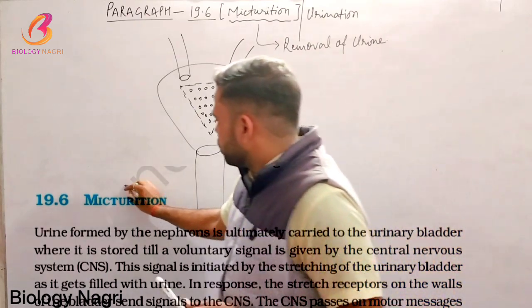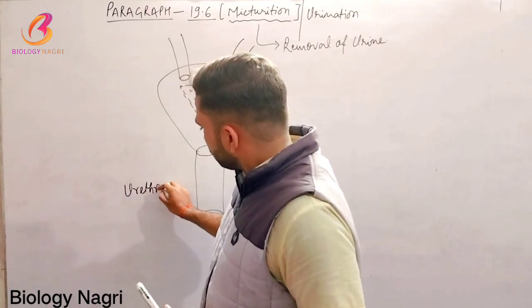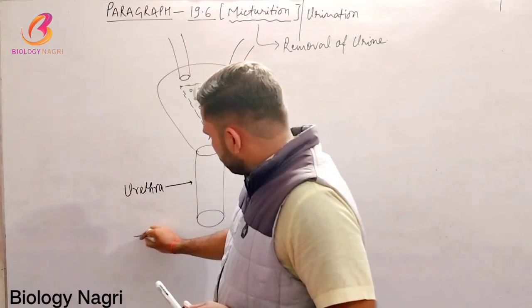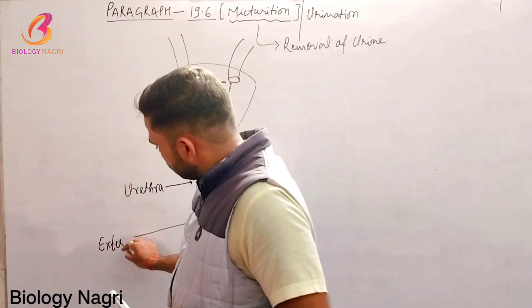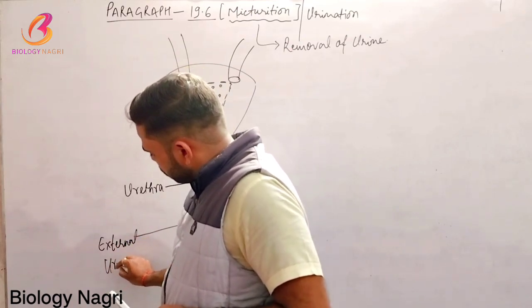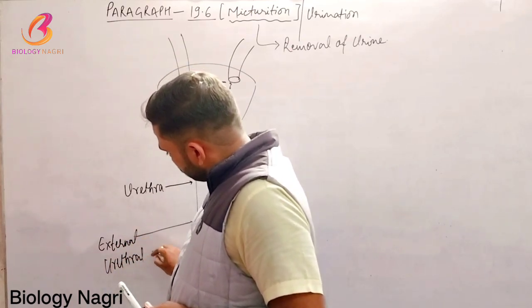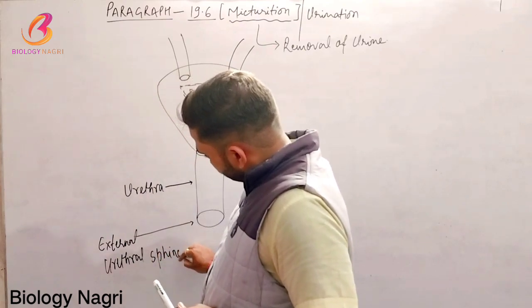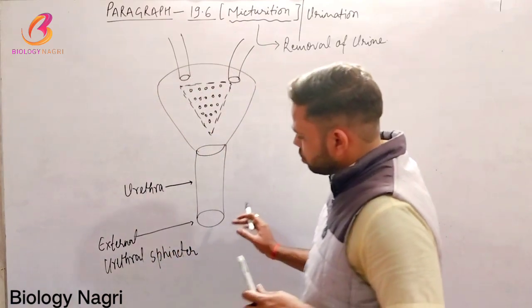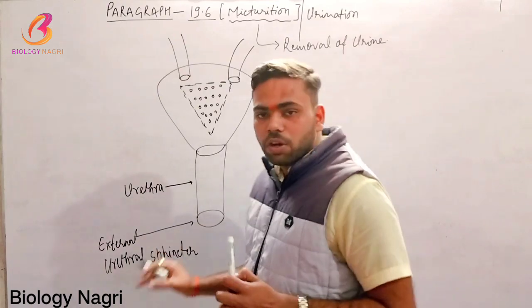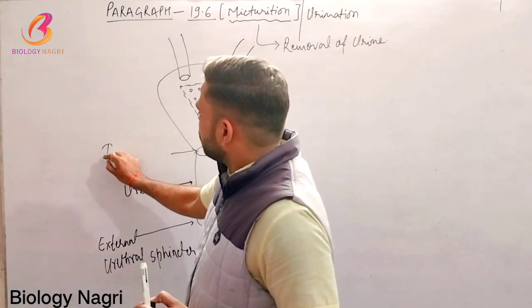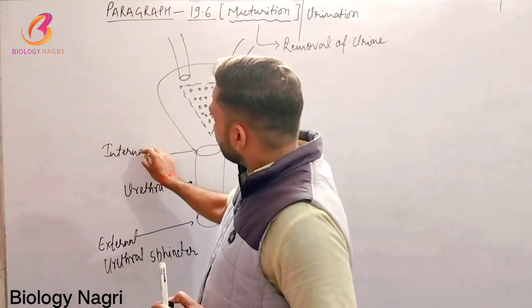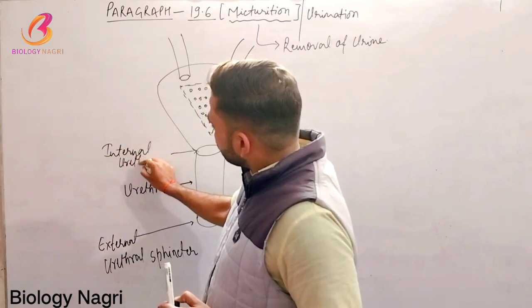This is the urethra. This is the external urethral sphincter, which will allow the urine to pass on the order of the central nervous system. This is the internal urethral sphincter.